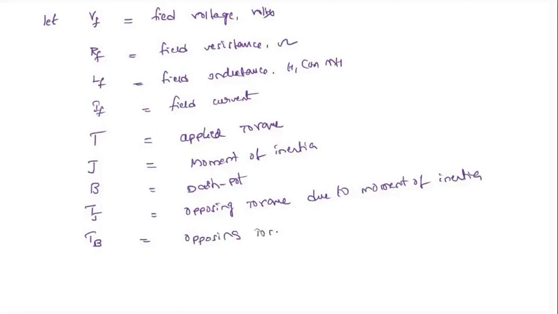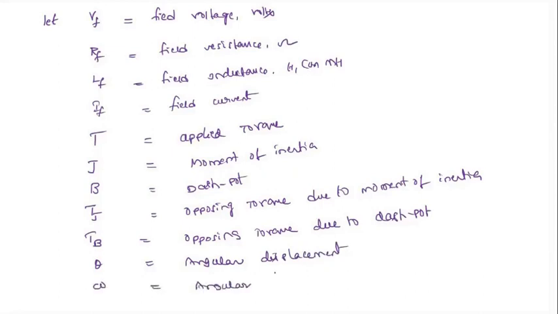Opposing torque due to dashpot. So these are all the terms, and one more term is theta, the angular displacement. If you go for omega, that is angular velocity. Depending upon requirement, we can use displacement as well as velocity, but most of the time we'll use displacement only. Only in a few cases are we using angular velocity.